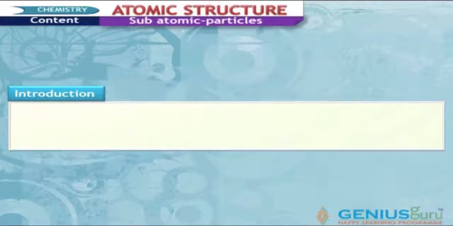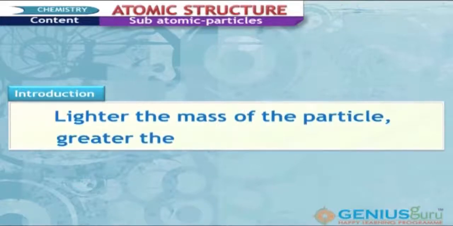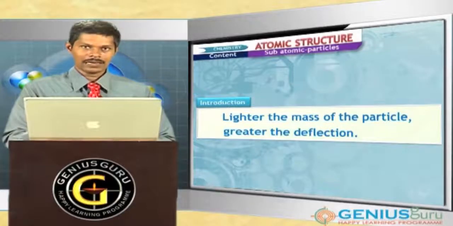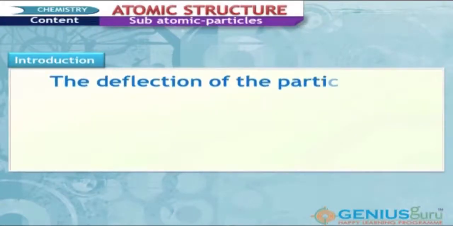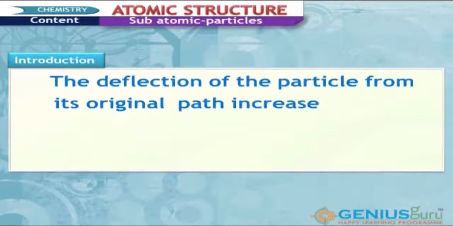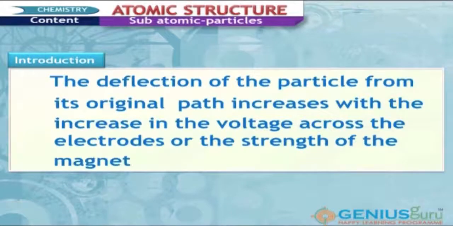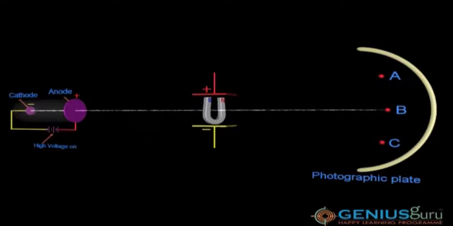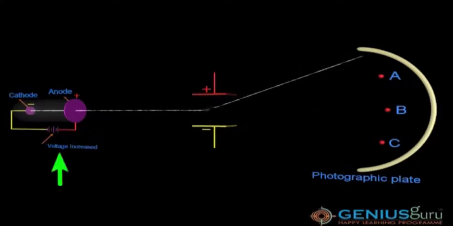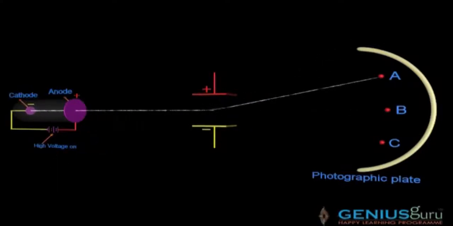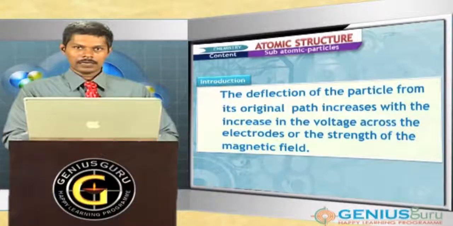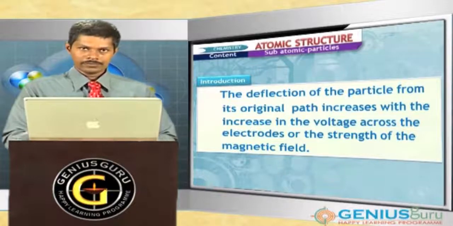And coming to the next one, the lighter the mass of the particle, the greater the deflection. So that means when the particle has less mass, it gets more deflected. The third one is that the deflection of the particle from its original path increases with the increase in the voltage across the electrodes or the strength of the magnetic field. To understand this, let us go to the following animation. Here, when the applied voltage is increasing, the particle is deflected from its original path. So these are the important observations made by J.J. Thomson.